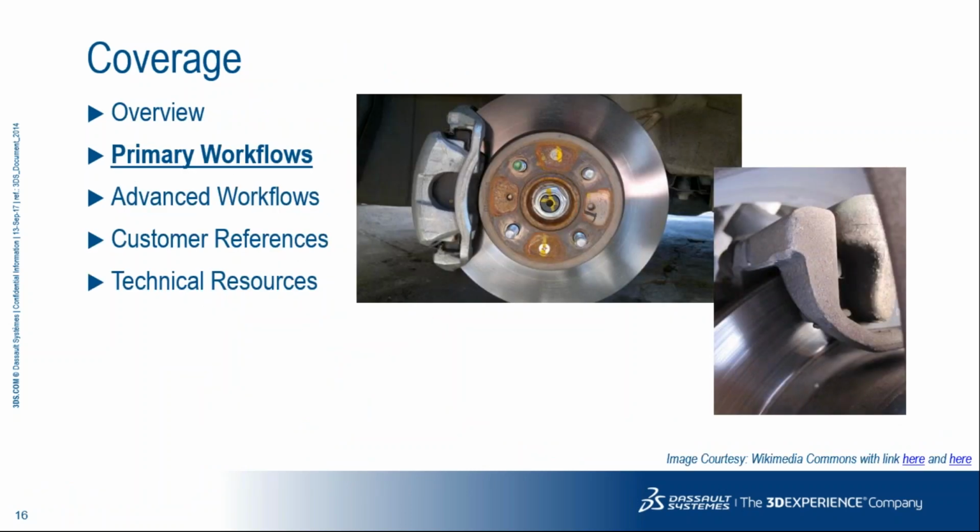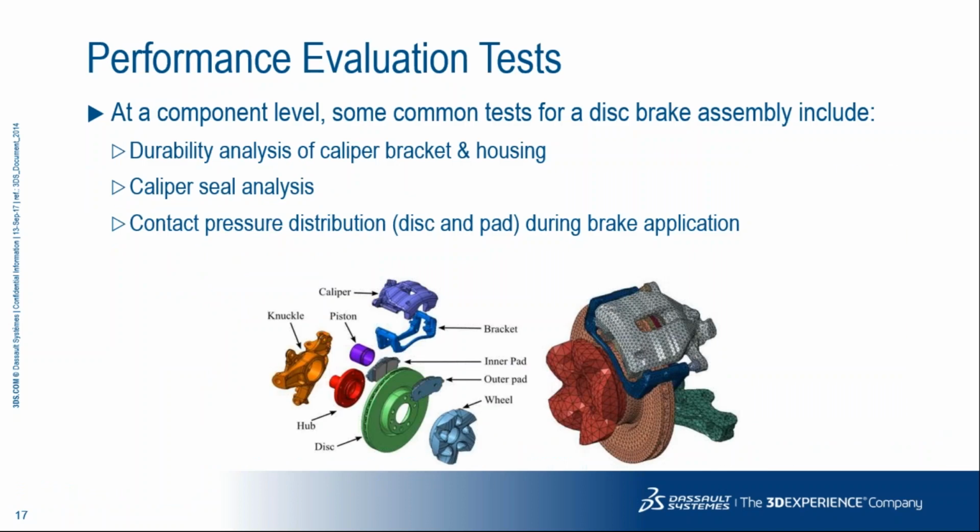So again, we are covering the primary workflow, which involves performance evaluation tests at component and sub-assembly levels. At component levels, we will predict the durability of parts like caliper, brackets, and housing. At the sub-assembly and assembly level, we will do caliper seal analysis to predict the seal response, and contact pressure distribution analysis will be carried out to measure the contact pressure distribution during braking. We can also predict the pad wear pattern in the test.